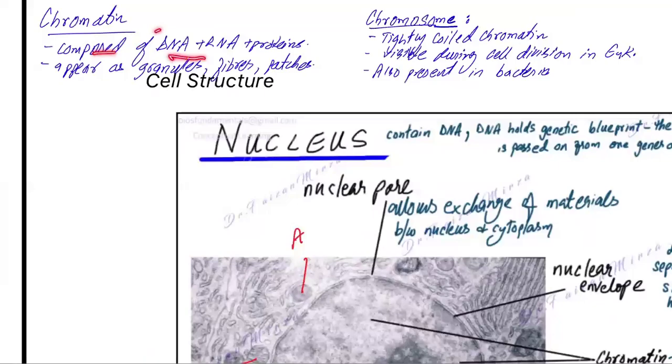Chromatin is composed of DNA and RNA as well as proteins, and they appear as granules or fibers or patches in an electron microscope. Chromosome, on the other hand, is tightly coiled chromatin and is visible only during cell division in eukaryotes, as well as visible in bacteria.